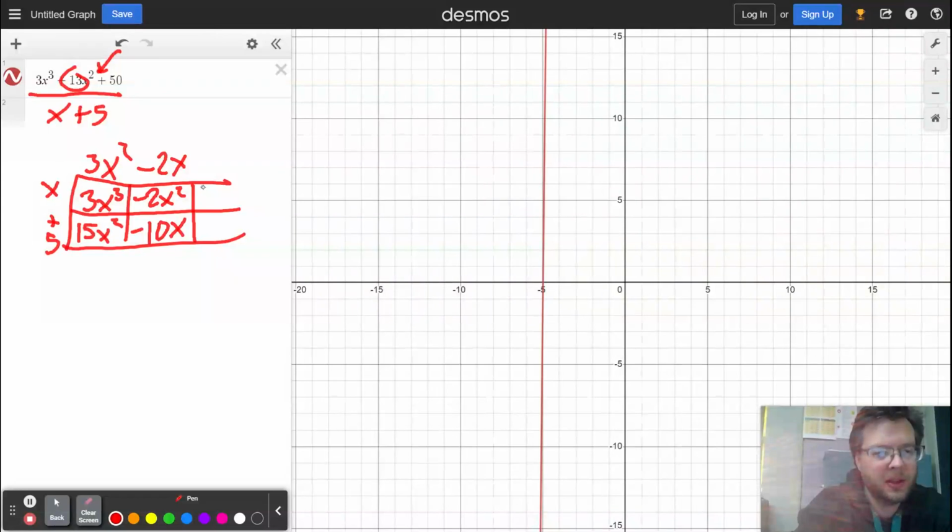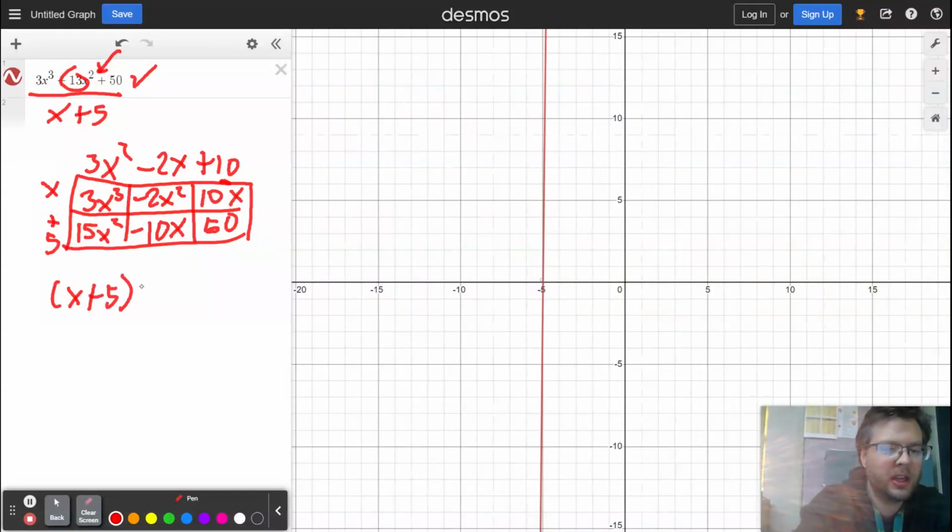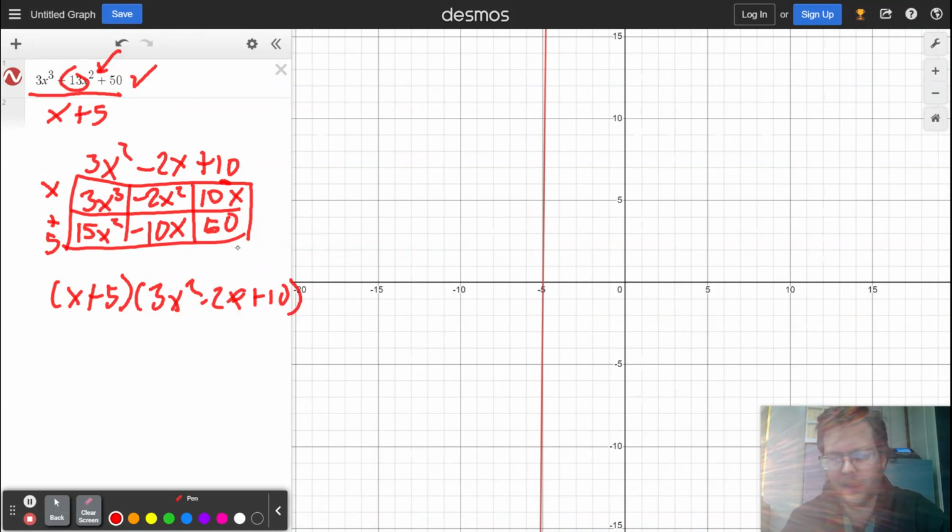It's missing, so I need to cancel out all of those. And then I have plus 10. 5 times 10 checks out. And so I have x plus 5, 3x squared minus 2x plus 10. So we factored them. Okay.